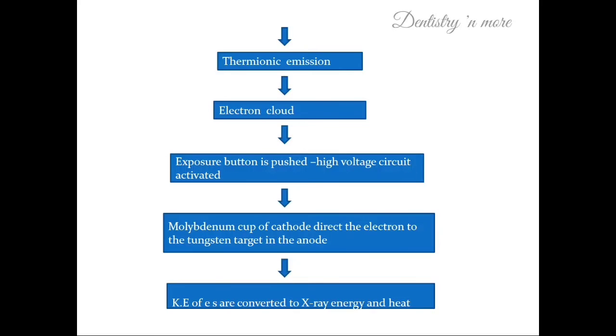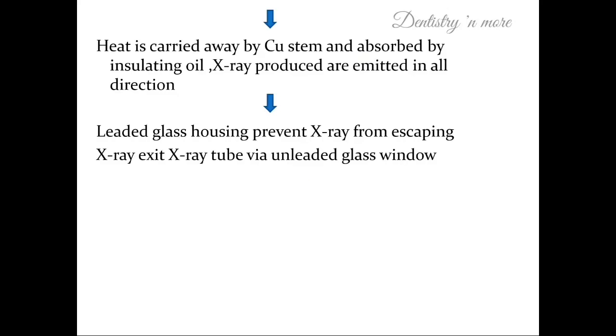Once it hits the target, the kinetic energy that is imbibed within the electrons is converted to X-ray energy, and heat is dissipated. The dissipated heat is caught by the copper stem in the anode, and it is later absorbed by the insulating oil that is present within the glass envelope, and the X-rays are produced in such a way that they are directed in all directions. Through the unleaded housing, the unleaded window noticed in this X-ray tube head, the X-rays are passed across the collimators as well as the filters, and then the X-rays produced hit the tooth of interest or the site of interest.